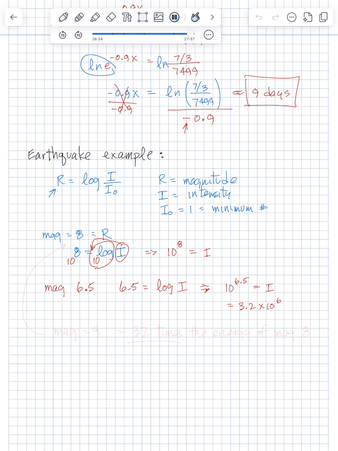Let's take another example. Let's say that the magnitude of an earthquake is 9, and we're going to compare that to the magnitude of 8. You do the calculations on it, and it is 32 times the energy of magnitude 8. So that's the difference in energy, and that's what really breaks things in an earthquake, is the amount of energy that's released. So magnitude 9 has 32 times the amount of energy as magnitude 8. Okay, so that's enough examples, and we'll take it from there.